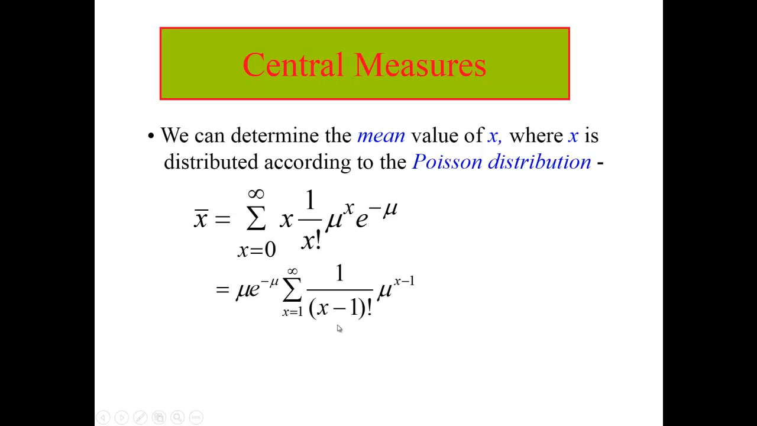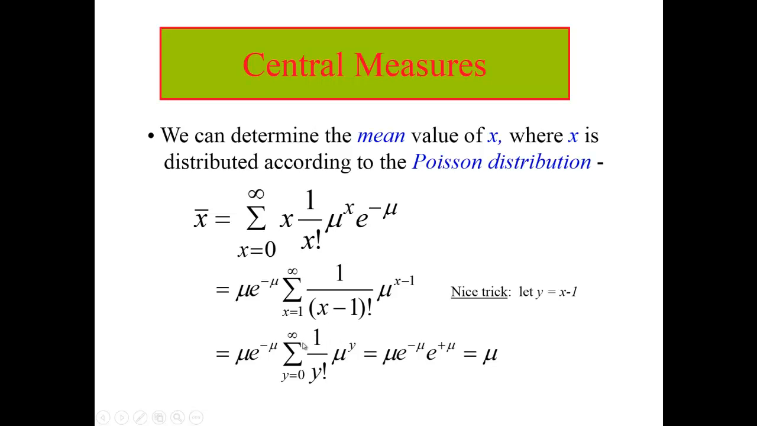If we just do a simple variable substitution, a nice trick that you'll use on one of the homework problems, let's let x minus 1 be another variable y. Then this summation becomes the sum from y equals 0 to infinity of 1 over y factorial times mu to the y. And this again, like we said on the previous slide, is the Taylor series expansion for e to the mu. So we get mu, e to the minus mu, the summation gives us e to the plus mu, which gives us mu. We knew that had to be true, but this verifies it, which is nice to know.